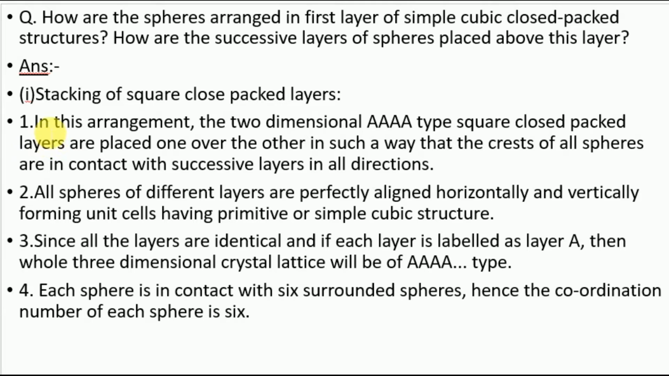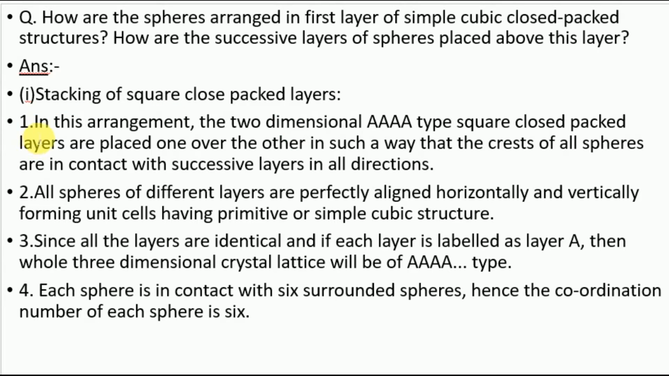Fourth one is, how are the spheres arranged in the first layer of simple cubic close packed structure? How are the successive layers of spheres placed above this layer? So this fourth one's answer is long. So your answer is, first point, stacking of square close packed layers.